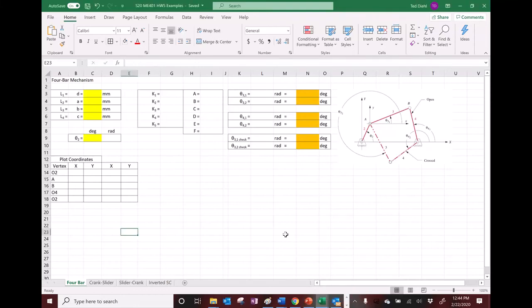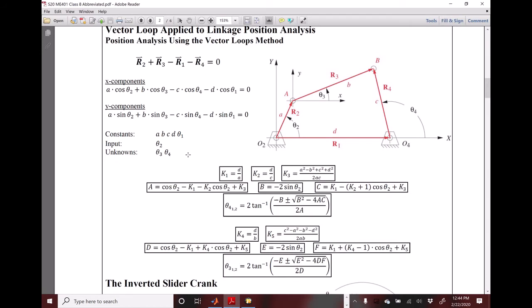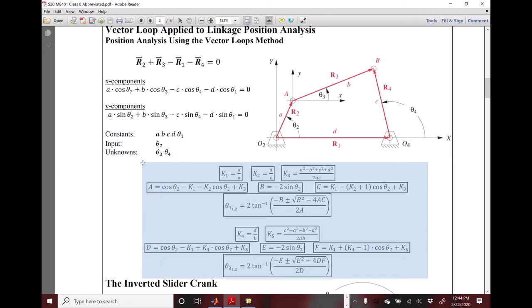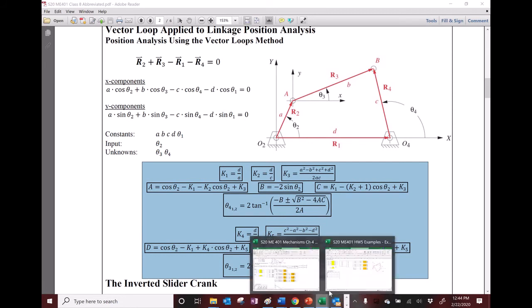Okay, here's another video for using the analytical method from Norton to find the position of a mechanism. And we'll do the 4-bar one right here, which is probably the most difficult, or the most time consuming. We started this in class, so hopefully you'll be able to use some of the things that we did in class to make this a little bit smoother.